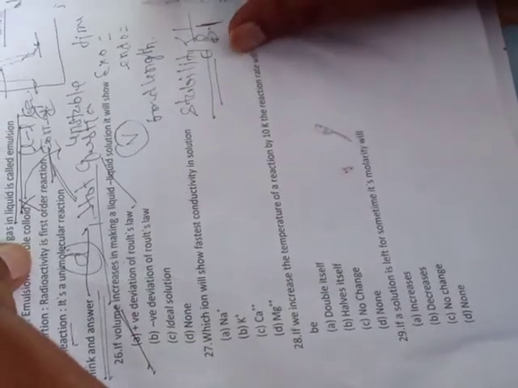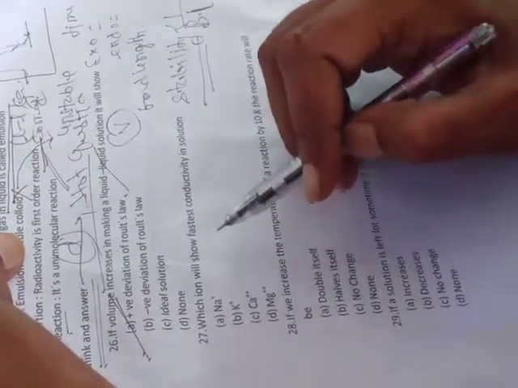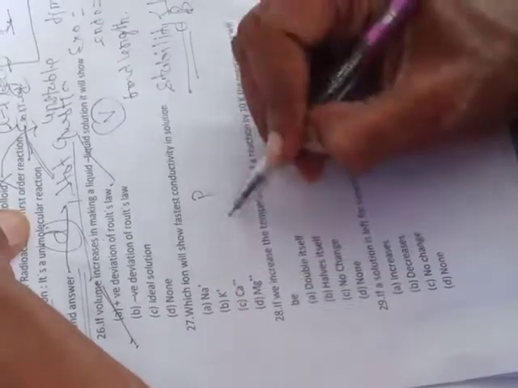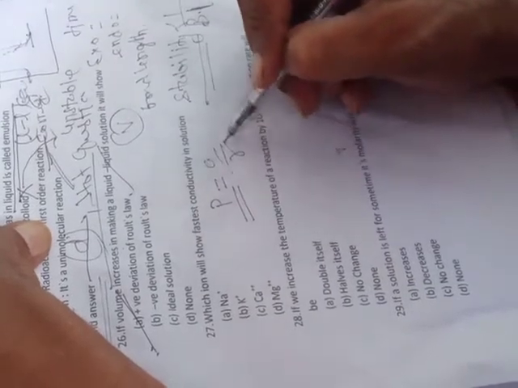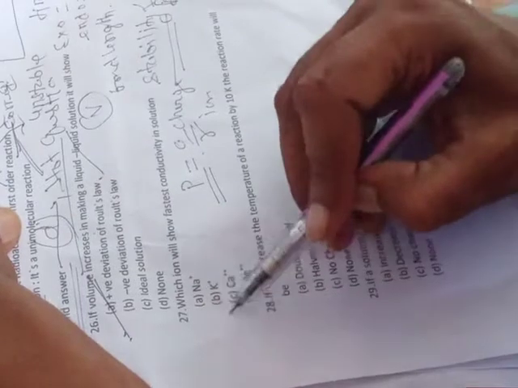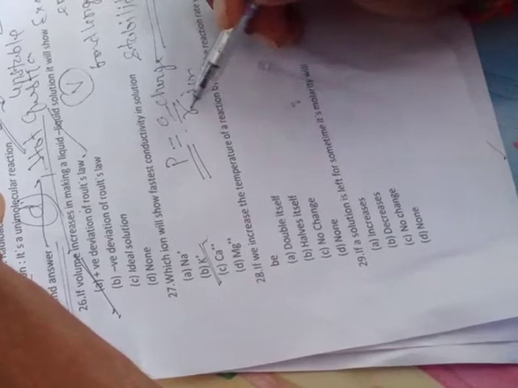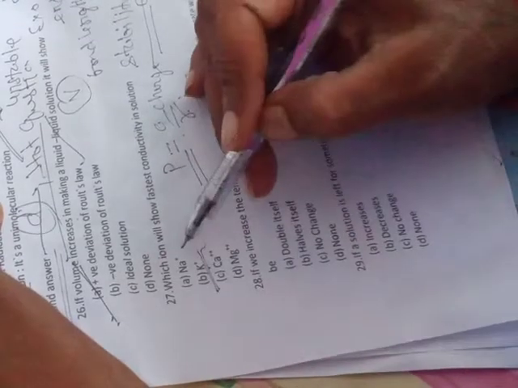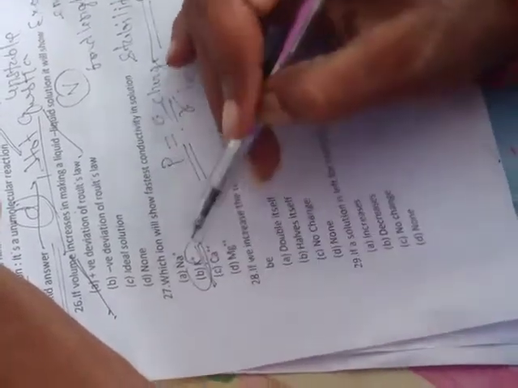Now try to see question number 27. Which ion will show the fastest conductivity in solution? The conductivity depends upon one factor that we call polarization of ion. Polarization P is equal to Q upon R, where Q is the charge and R is the ionic radius. The ionic radius is more in case of K plus. Under this condition, the polarization of K plus ion will be less and the speed will be more. So between these two, K plus will be our correct answer.